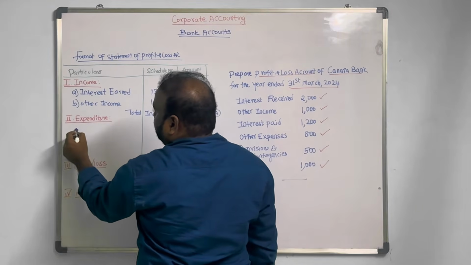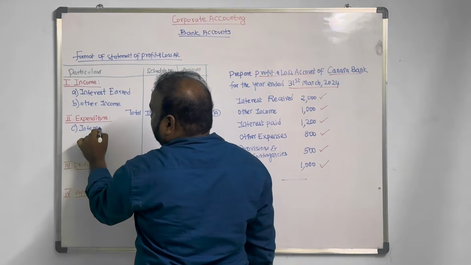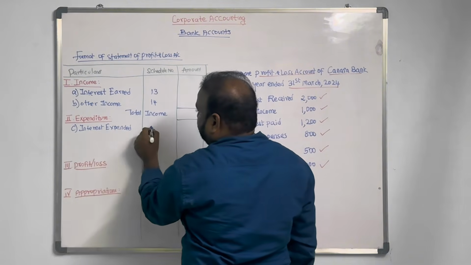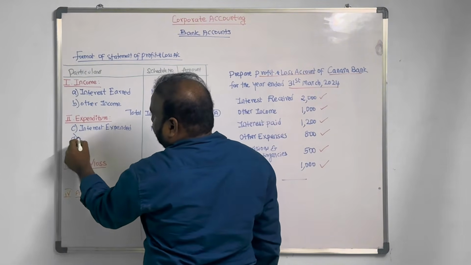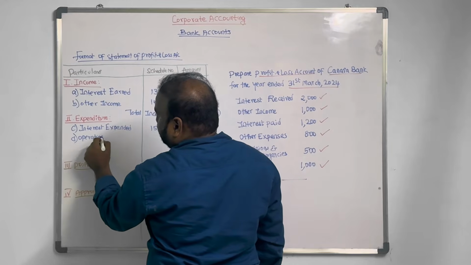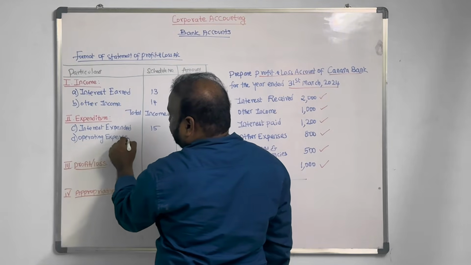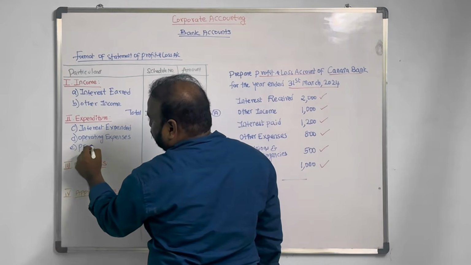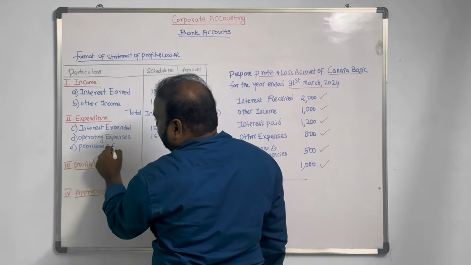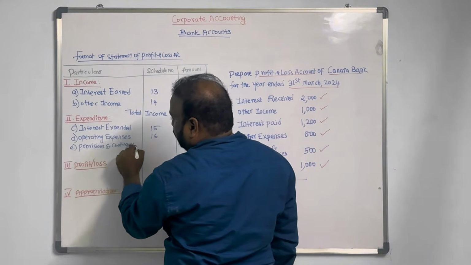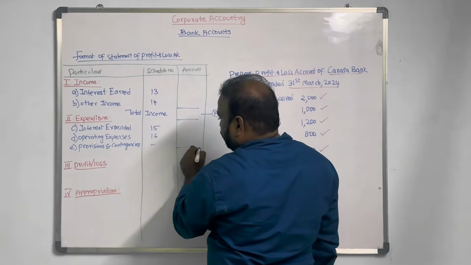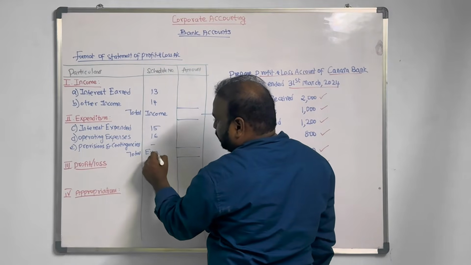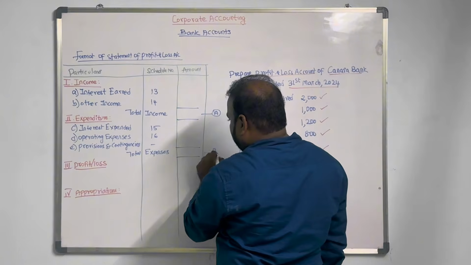Then Roman letter 2, expenditure. It has 3 subheadings. One is interest expended, that is schedule number 15. Operating expenses, that is schedule number 16. The last one, provisions and contingencies, has no schedule number. We have to total, and you will be getting total expenses, denoted as B.